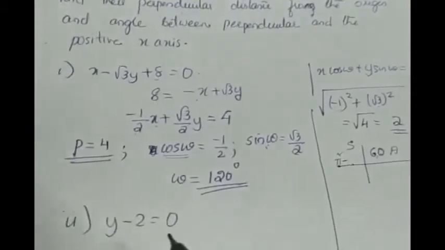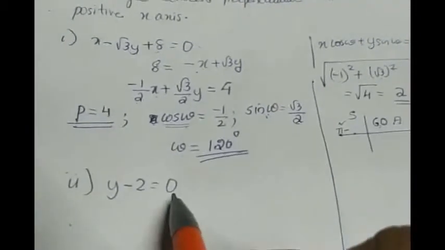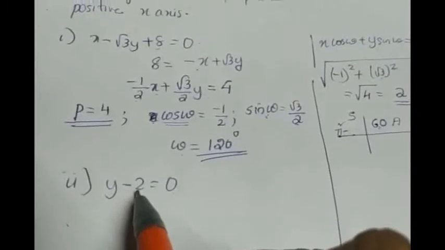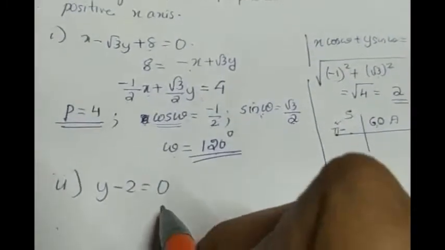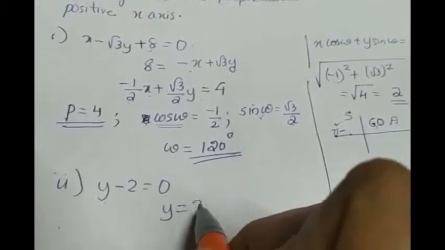Okay, moving to the next one, y minus 2 is equal to 0. So I already told we have to make the coefficient positive. So take this minus 2 to the right side and we can write the term as y is equal to 2.